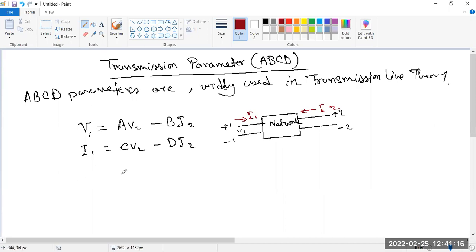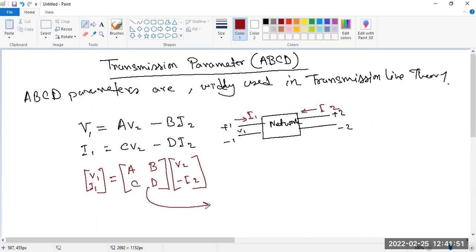This is the ABCD parameter. And if we go for the matrix format, then we can find out that V1, I1 equal to A, B, C, D, and that is V2, minus I2. Okay, because minus I2 is connected with the minus term, so that is -2. And this A, B, C, D is called the transmission matrix.